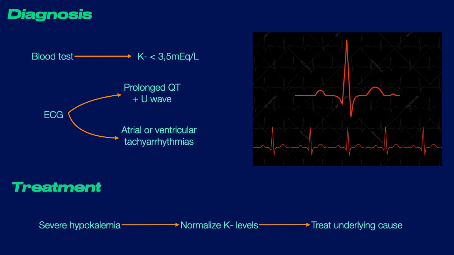All right, about diagnosis. Hypokalemia is diagnosed based on the presence of low levels of potassium in blood. Through a blood test, if you find below 3.5 milliequivalents, that's a diagnosis of hypokalemia. It is also important to get an electrocardiogram, which typically shows a prolonged QT interval, the appearance of a U wave, and atrial and ventricular tachyarrhythmias.